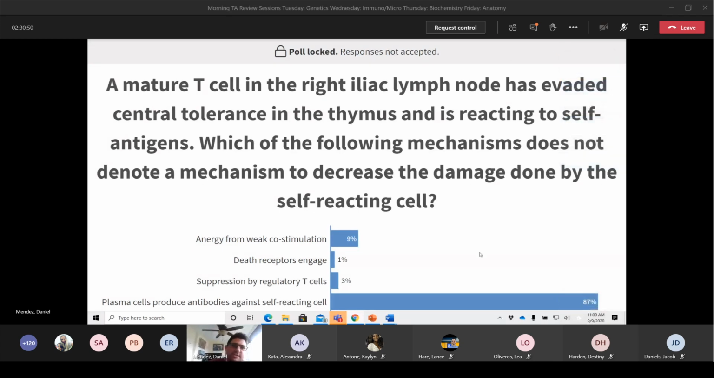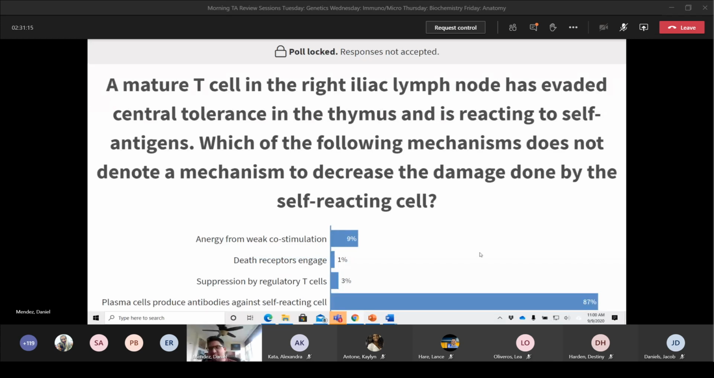All right, so a mature T cell in the right iliac lymph node has evaded central tolerance in the thymus and is reacting to self antigens. Which of the following mechanisms does not denote a mechanism to decrease the damage done by self-reacting cells? So this one's kind of confusing. Make sure you are prepared for double negatives on your tests. They like to do a lot of not questions and a lot of which one does not do this.